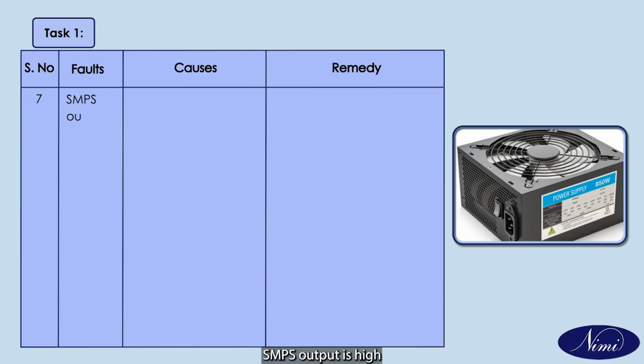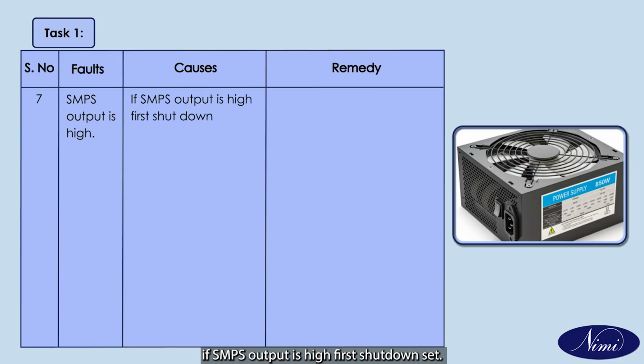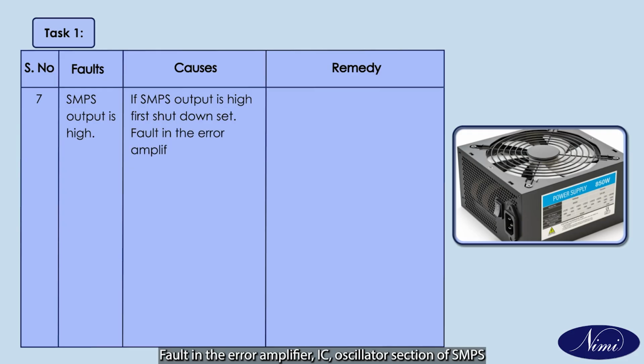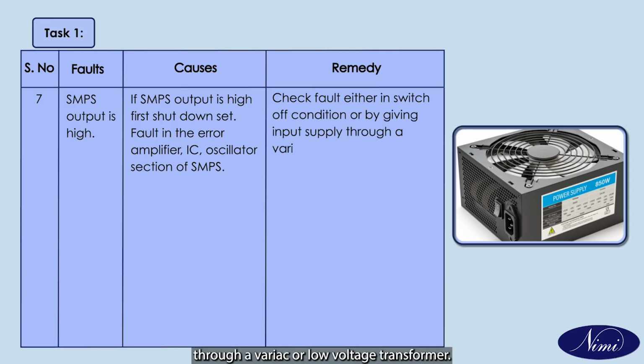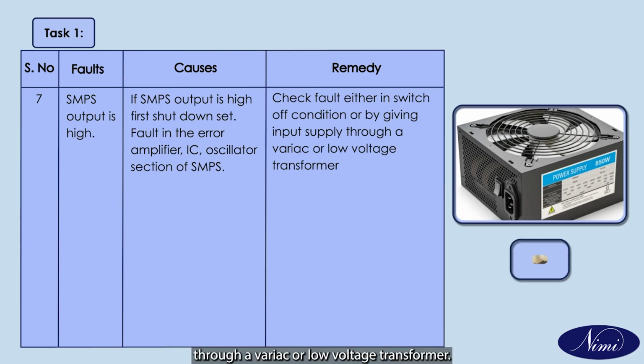Number 7. Fault: SMPS output is high. Causes: if the SMPS output is high, first shut down the set; the fault is in the error amplifier, IC, or oscillator section of the SMPS. Remedy: check the fault either in switch off condition or by giving input supply through a variac or low voltage transformer.